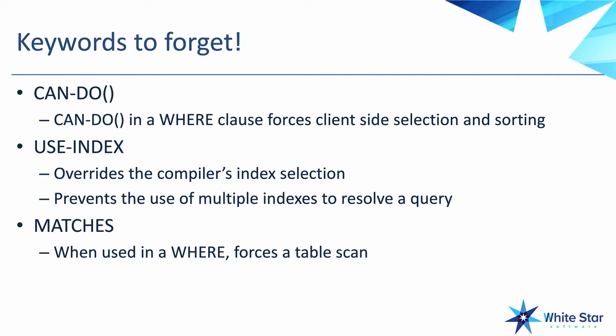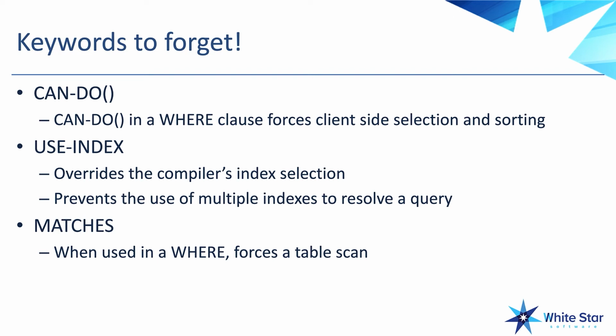Can-do is actually a security function, not a string manipulation function, and should really never be used in a where clause. You may also see that there's a use index. If the use index keyword is in there, then that overrides the compiler's index selection. Sometimes, very, very rarely, but occasionally, use index is something that you need to do. But if somebody believes that they need to use index in order to improve performance, they really need to document that. You need to have some test cases that clearly show that that was a good idea, because most of us are not smarter than the compiler.